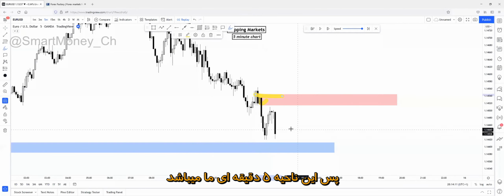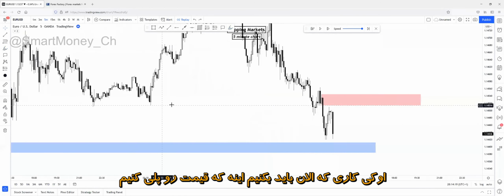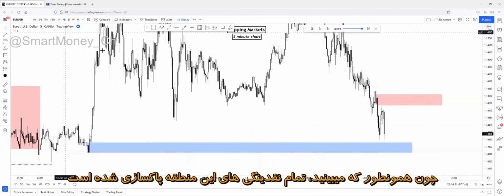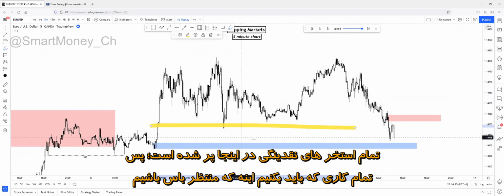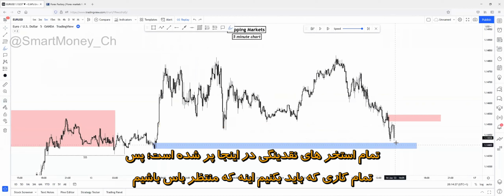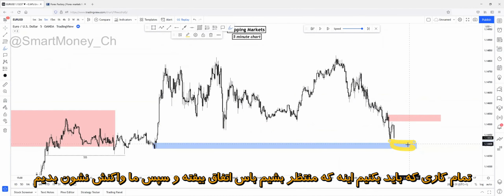So this will be our 5-minute zone. We will need to see a break of this supply zone in order to continue the bullish order flow. All we have to do now is play price forward, because as you can see in this region, all of the liquidity has been swept, all of the liquidity pool has been filled up. All we have to do is wait for the bus. This is our bus station. All we have to do is wait for the bus to come in our station and give a reaction on our station.